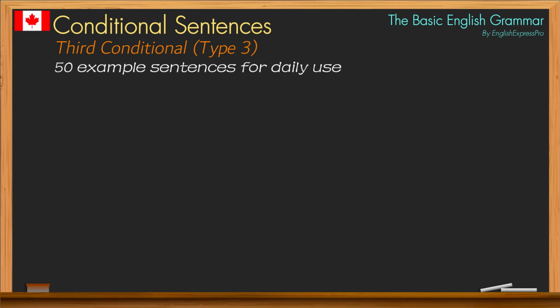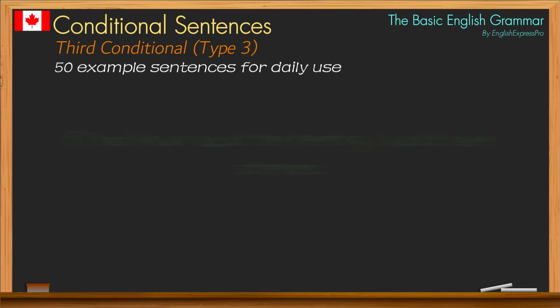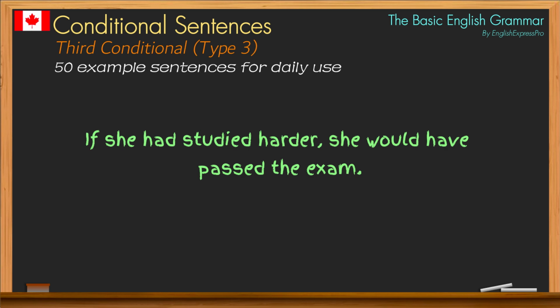Here are 50 example sentences that cover a variety of daily activities and general truths, illustrating the use of type 3 conditionals in everyday life. If I had known about the meeting, I would have attended. If she had studied harder, she would have passed the exam.